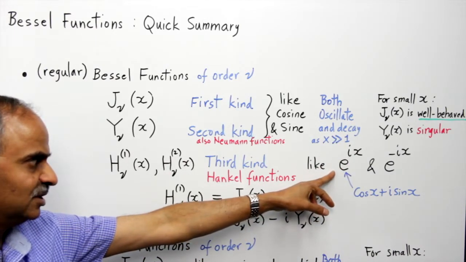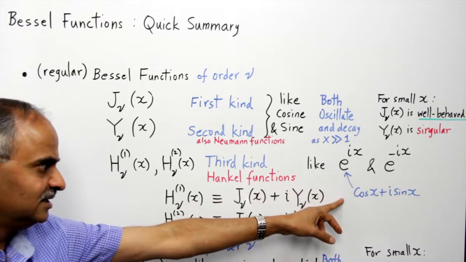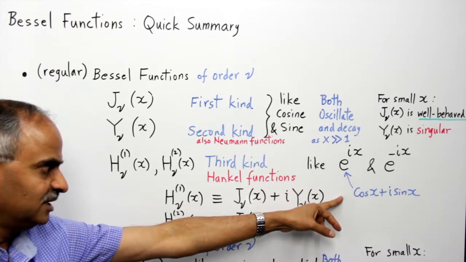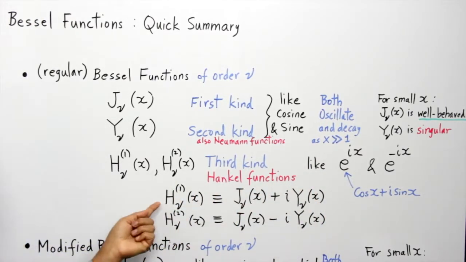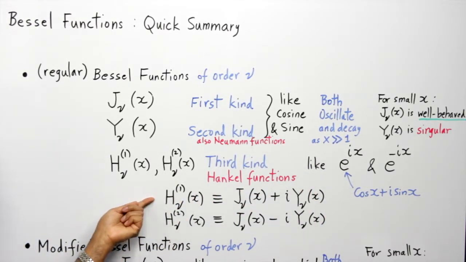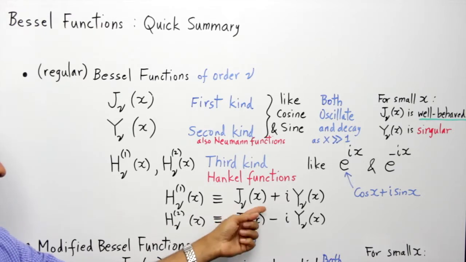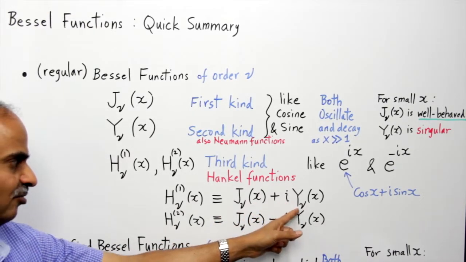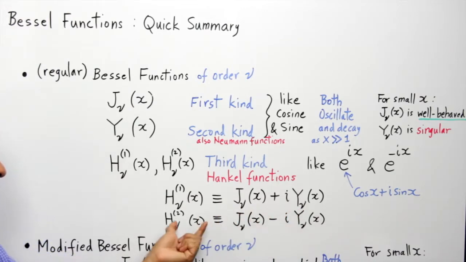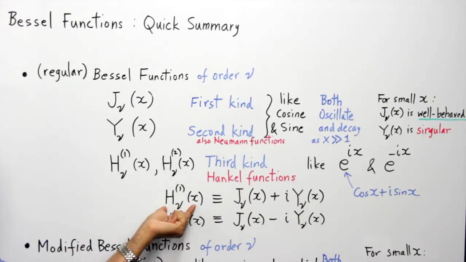And so if we, for example, expand e to the ix, we can write it as cosine x plus i sine x, and so that would be the analog of this first function. So we can take J nu of x and add to it the imaginary part i times Y nu of x, and that together defines the Hankel function of the first kind.